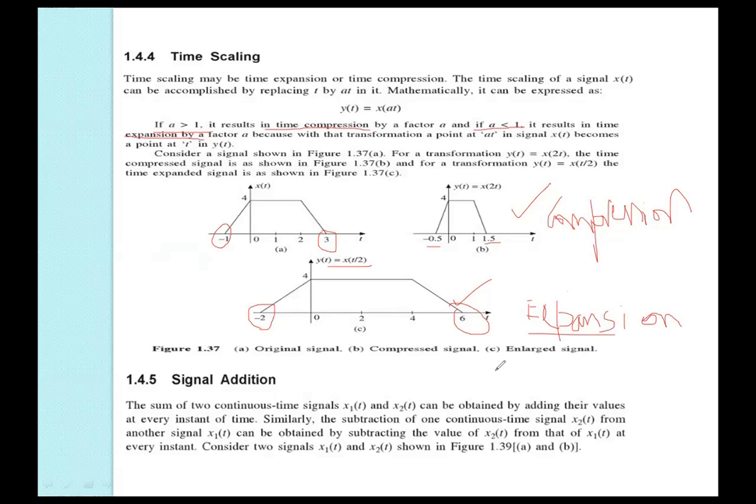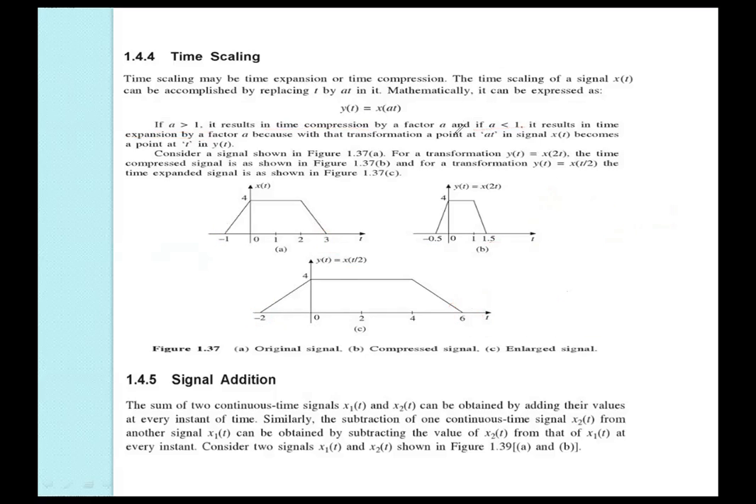Got it, Manish? This is time scaling. Previously, we learned about amplitude scaling, where changes occur only in the amplitude. If A is greater than 1, the amplitude increases, which is nothing but amplification. If A is less than 1, it decreases, which means attenuation. Got it.